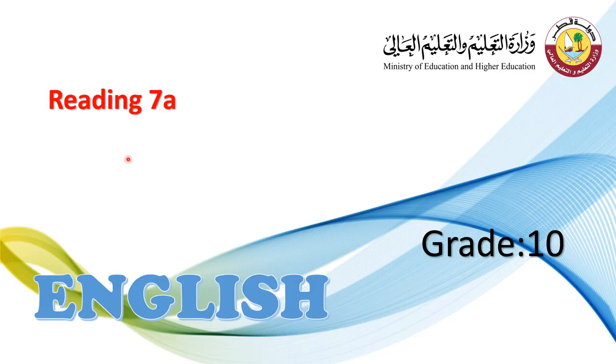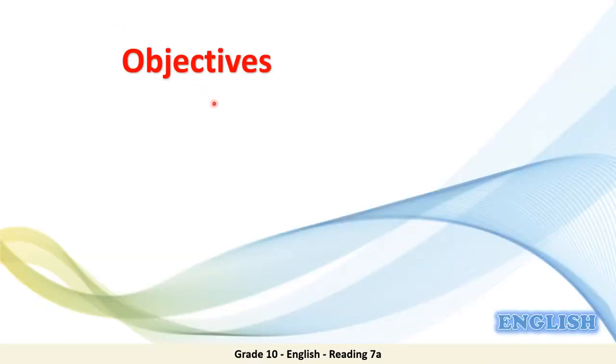Let's enhance our reading skills today. Our lesson is reading Unit 7A, student book pages 86, 87. So, let's start with the objectives. Today we have 4 objectives.